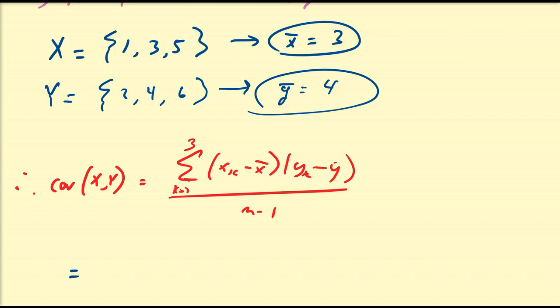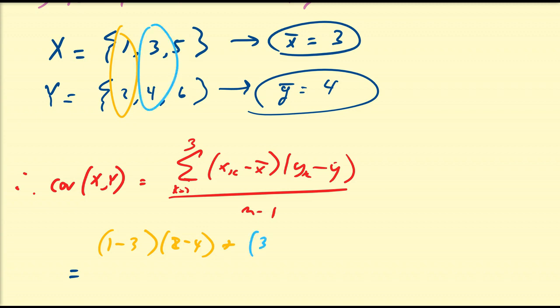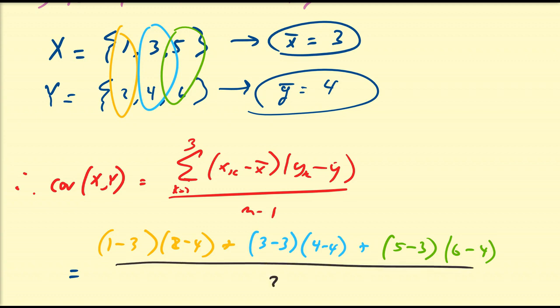So let's start with the first one. That's going to be equal to 1 minus the mean of x, and then 2 minus the mean of y, plus, now let's look at the next value. So now we have 3 minus 3 times 4 minus the mean, then plus, the last one. So it's going to be 5 minus the mean of x, and then 6 minus the mean of y, all divided by 3 minus 1.